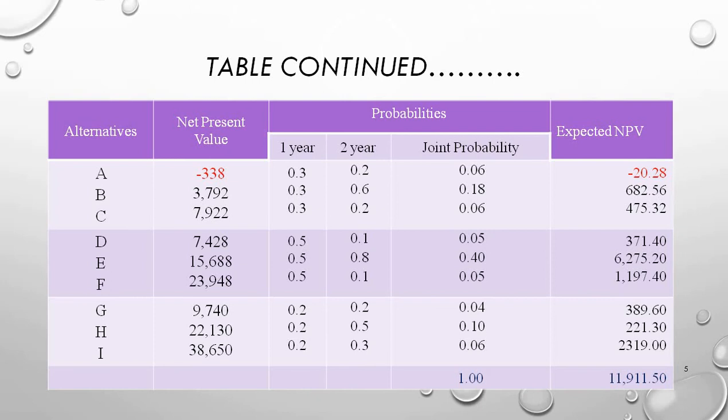For alternative A, expected NPV is minus 20.28. For B, it's 682.56. For C, it's 475.32. For D, it's 371.40. For E, it's 6275.20. For F, it's 1197.40. For G, it's 389.60. For H, it's 221.30. For I, it's 2319. The total expected net present value is 11,911.50.